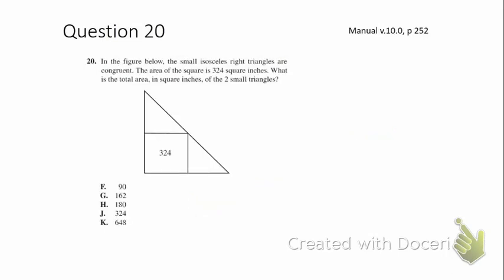20, in the figure below, the small isosceles right triangles are congruent. The area of the square is 324 square inches. What is the total area in square inches of the two small triangles? Okay, so if the area is 324, I know that these sides have to be the same. So I can take the square root. I know the area is equal to the side squared, so 324 equals s squared. Take the square root, that gives me that the side is equal to 18.